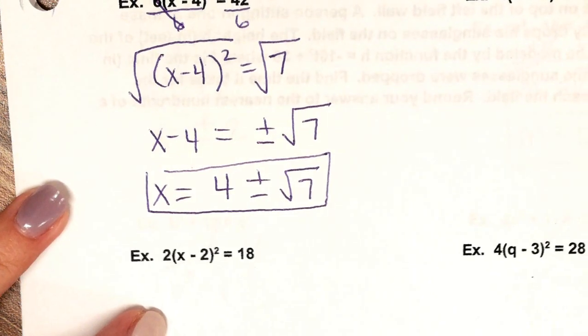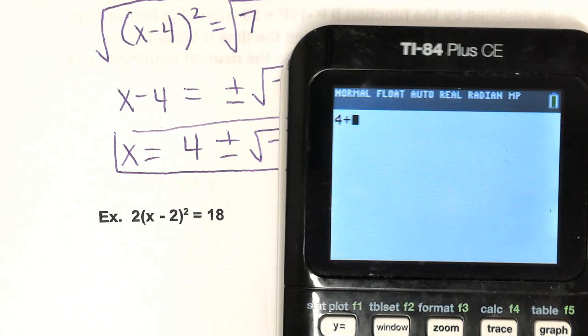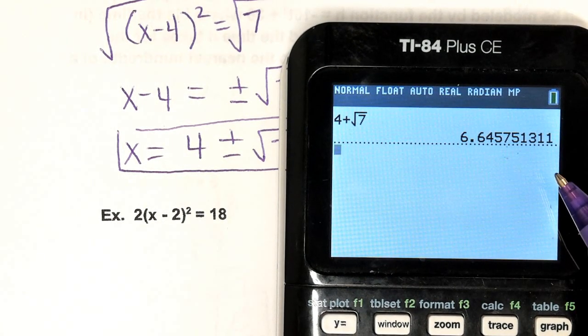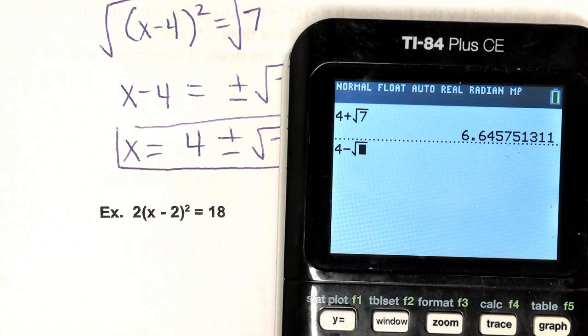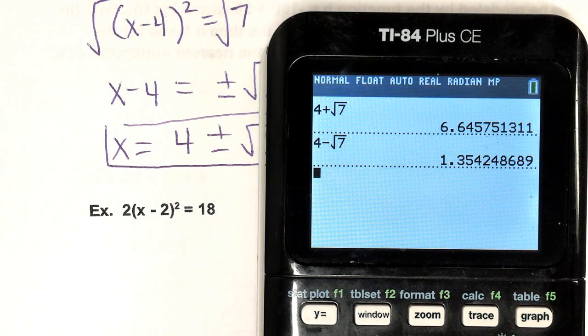Now, what does that mean? That means if I put in my calculator 4 plus the square root of 7, that is where it touches the x-axis. I also would put in my calculator 4 minus the square root of 7, and that's the other spot it touches the x-axis. Does that make sense? Yes or no?